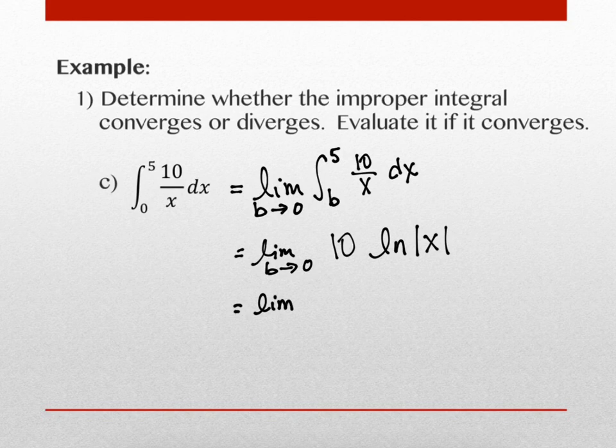We can take this now as b goes to 0. Still not infinity, still 0. And we're going to evaluate this from 5 down to b, right? So we're going to put the 5 in first. So this is going to be 10 natural log of 5. I will leave it off now. And then minus 10 natural log of b.